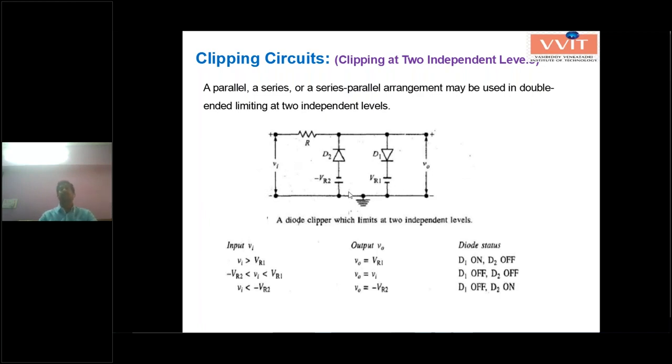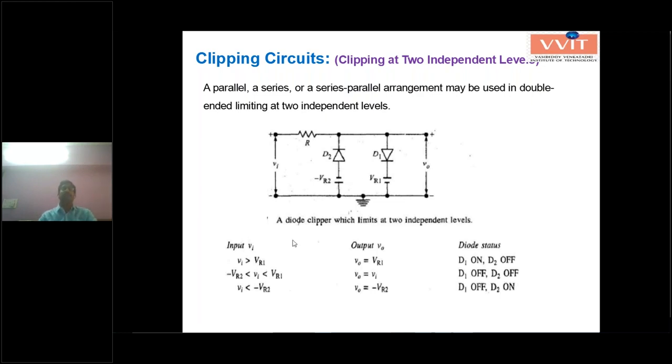By choosing proper values of reference voltages VR1 and VR2, both will be the same, and the frequency will be constrained. Then the sine wave is converted to a square wave. That is a 2-level clipping circuit. This is one of the important ones.